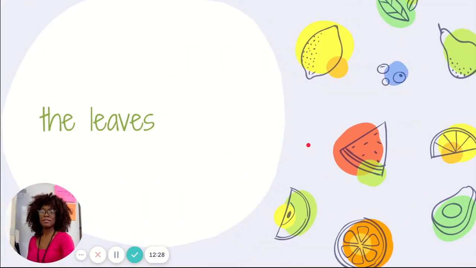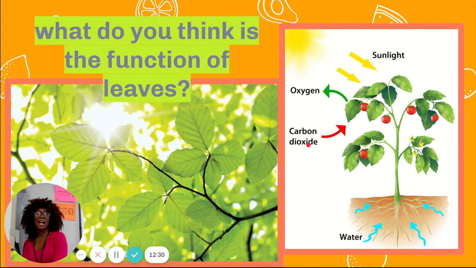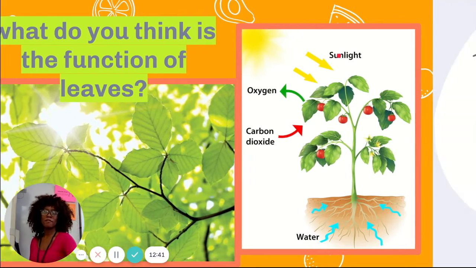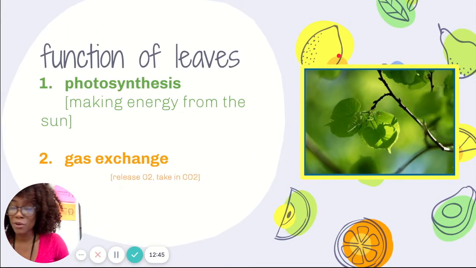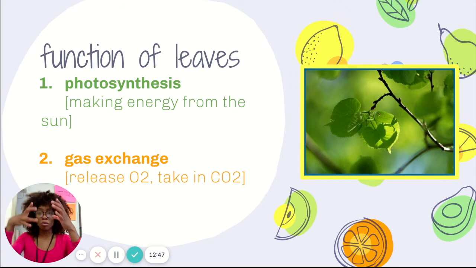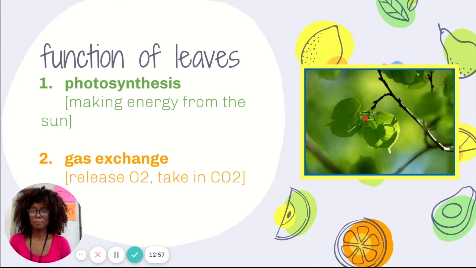Okay, onto the leaves. So I kind of already gave you the answer, but what do you think the function of leaves is? Exactly. As you can see on this picture right here, the function of leaves is going to be doing photosynthesis. The whole purpose of having these broad things that capture all this sunlight. They literally look like they're designed to capture sunlight. Take it in, do photosynthesis, make sugars, feed the plant.